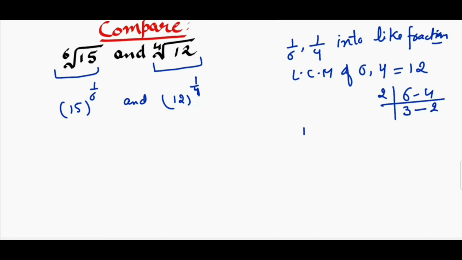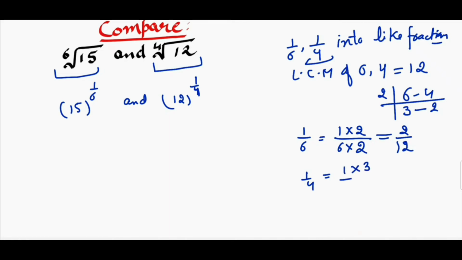So in order to convert 1 by 6 and 1 by 4 into like fractions, we will write 1 by 6 and then multiply numerator and denominator of this 1 by 6 with 2. So I will get 2 divided by 12. Similarly, 1 by 4 is equal to, I will multiply numerator and denominator with 3. So I will get 12, so this will become 3 divided by 12.